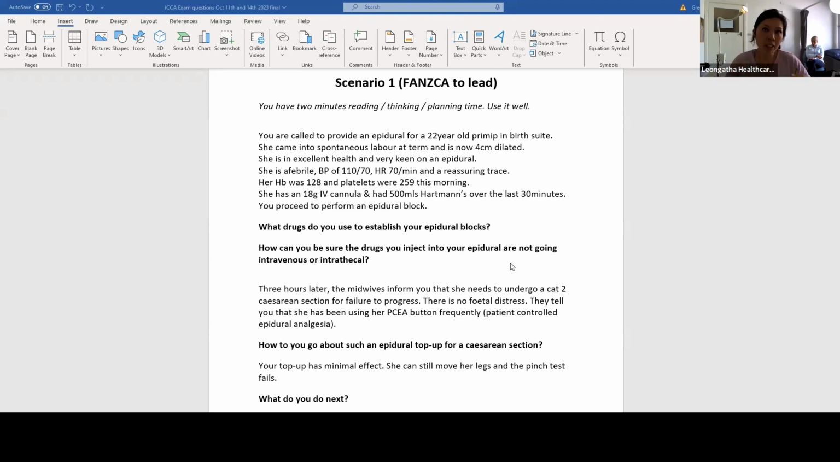I would be checking the level of her block and making sure that she's got a good block. I would draw up a syringe of 20 mils of 2% lignocaine with adrenaline and 100 mics of fentanyl. I'd give 1 to 2 boluses of 5 mils, and see if she gets a motor block with that, and see what the block is like. I'd be a little bit worried about moving on to a spinal if this top-up has had minimal effect, because I'd worry about a high block.